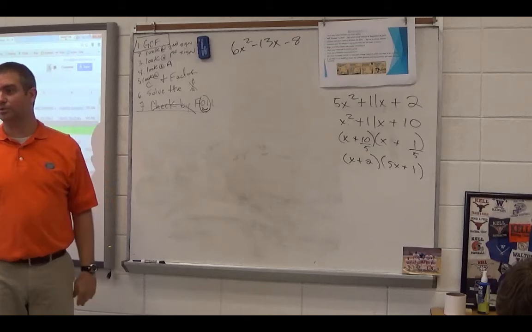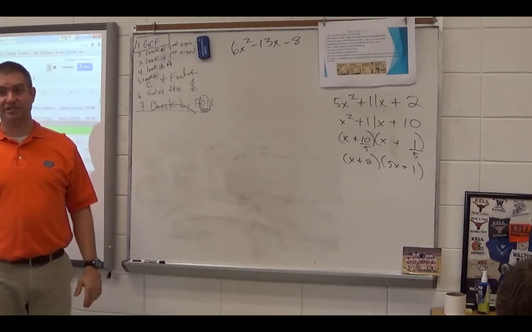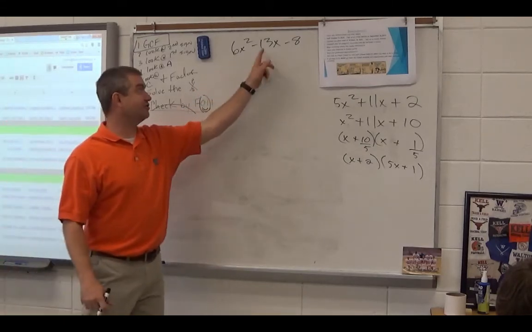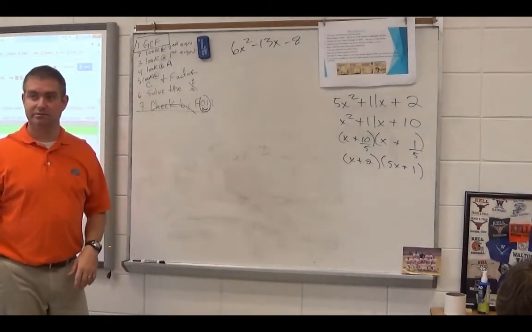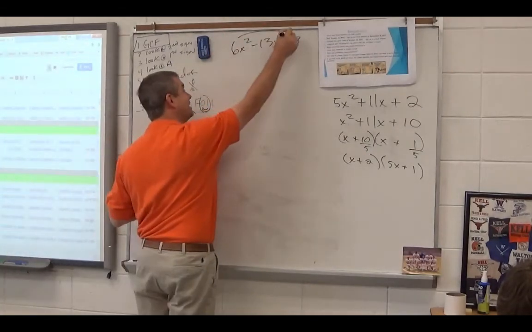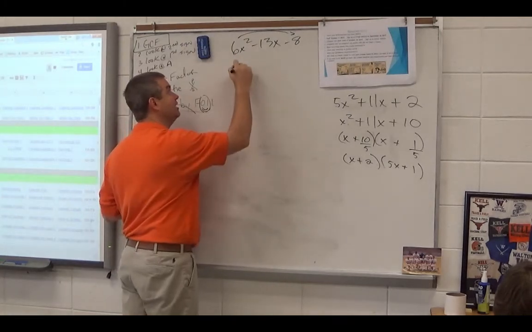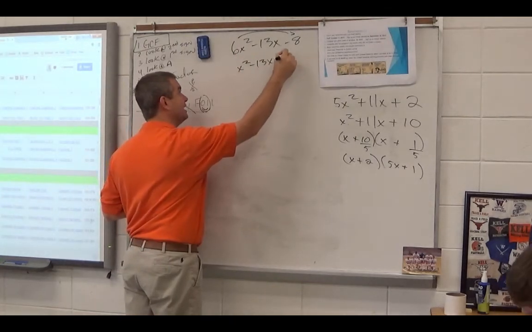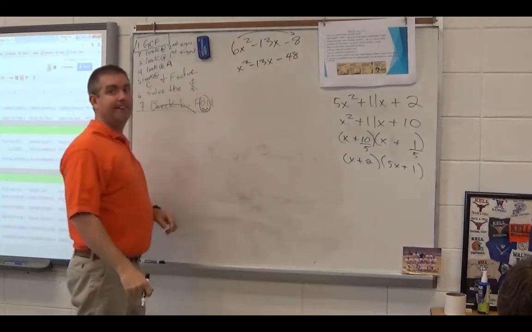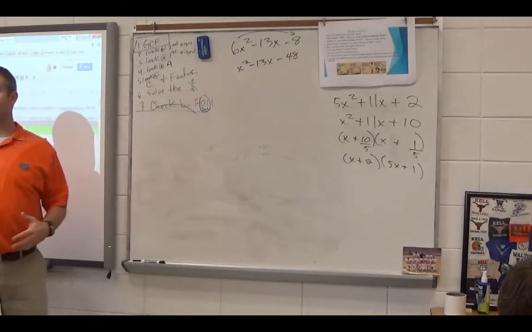First step is always what? Does this problem have a GCF? 6, 13, and 8. Is there a GCF? No. So I multiply A times C. Because A is not equal to 1, I go ahead and multiply it times C. So I get x squared minus 13x minus 48. Okay, then I start factoring.